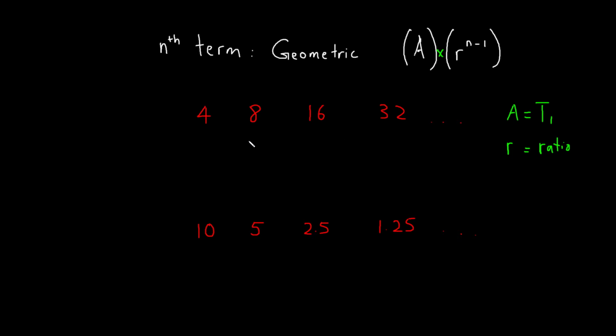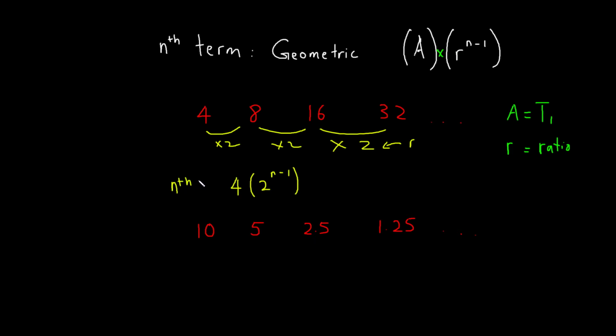Okay, so let's look over here. Just now we know that geometric sequence is a multiplication of each other. So 4, 8, 16, 32. Can you see the pattern? The pattern is supposed to be times 2, times 2, times 2. Okay, so this is actually your ratio. Substitute everything into your formula. 4 times 2 to the power of n minus 1. Now this would be your n term.